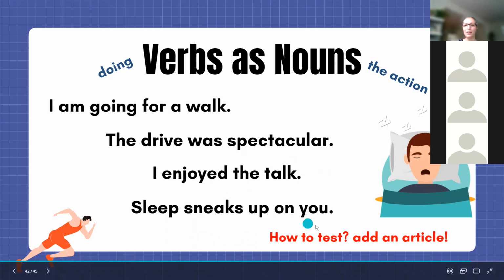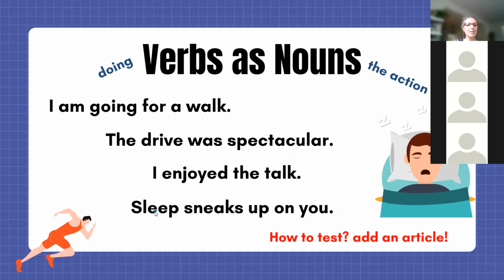And this one here, sleep sneaks up on you. We can test it by adding an article, like the sleep sneaks up on you. Kind of makes sense. Sleep sneaks up on you. It's an uncountable noun, so you can't really put a, but we can say the, even though that doesn't sound very sophisticated. But if we're not sure, we can always add an adjective.